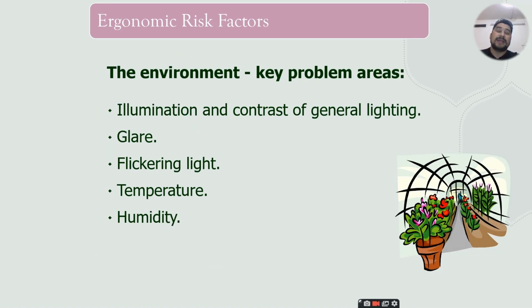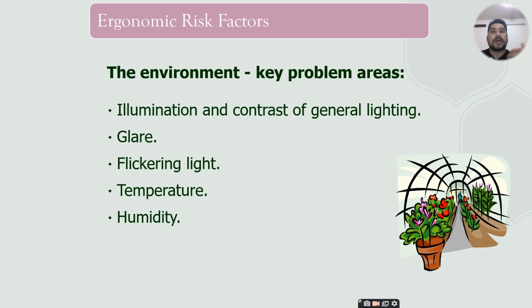Ergonomic risk factors, the environment. Key problem areas: illumination and contrast of general lighting, glare, flickering light, temperature, humidity. These are the environment-related things that will increase the risk of work-related upper limb disorders. So whenever you are maintaining the environment, you need to make sure that illumination is proper and checked, and communication and consultation should be done with the staff. Whoever is going to use that particular area should be consulted also.